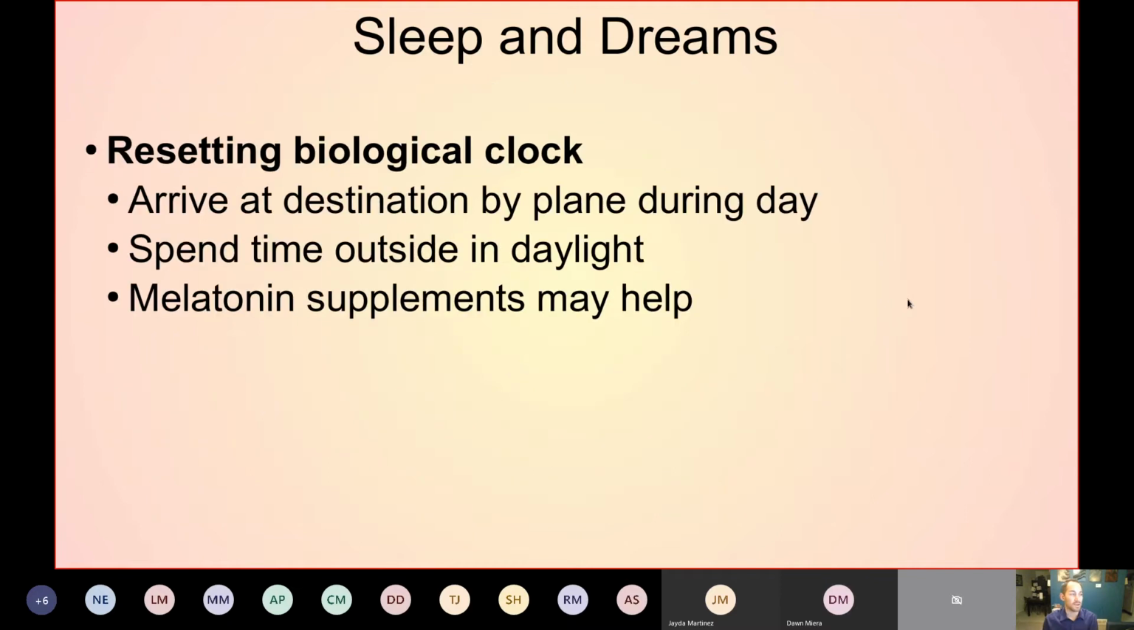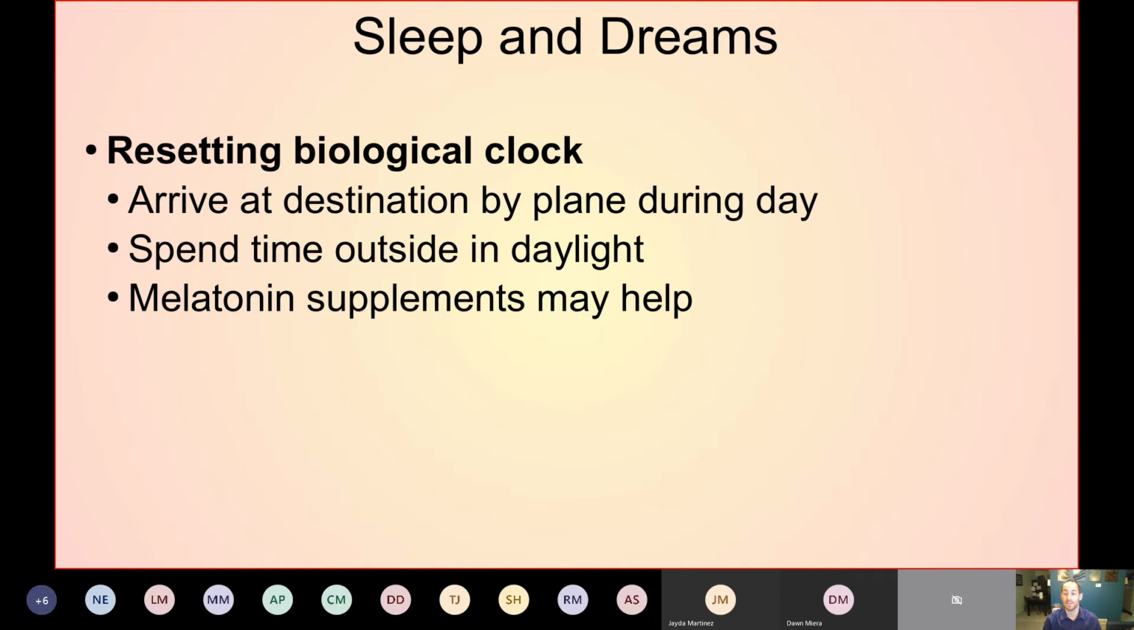All right, so the recommendations from experts are some of the things that we've talked about already. One, arriving at the destination during the day is very helpful, so it's already bright when you arrive. Two, spending time outside in the daylight. We didn't talk about this one specifically, but being out in sunlight is going to be better than even daytime office lights or interior lighting. You'll be better.